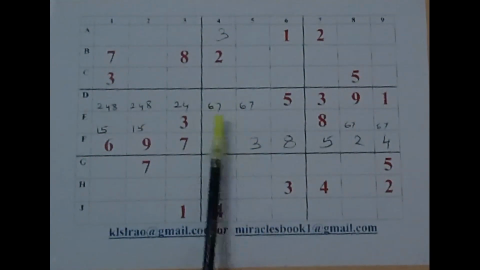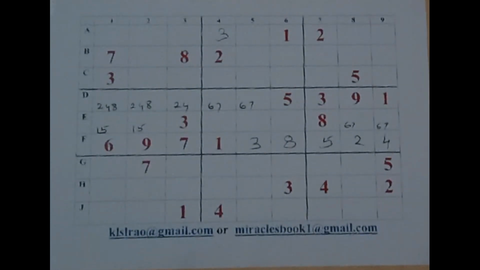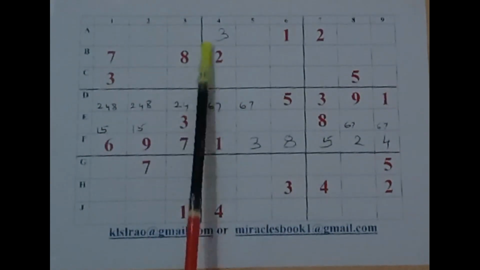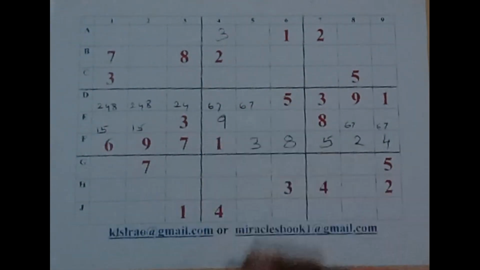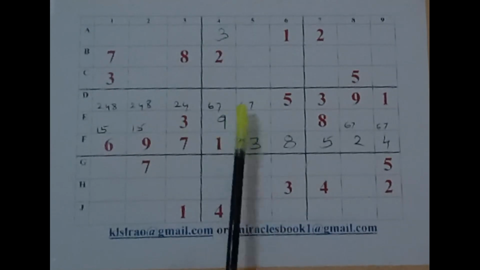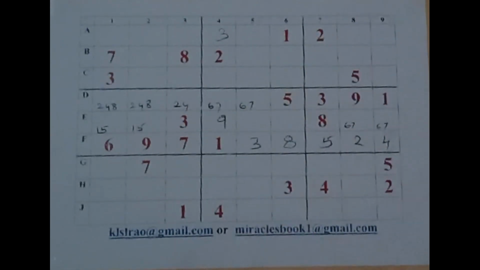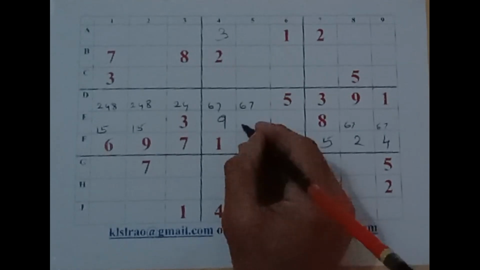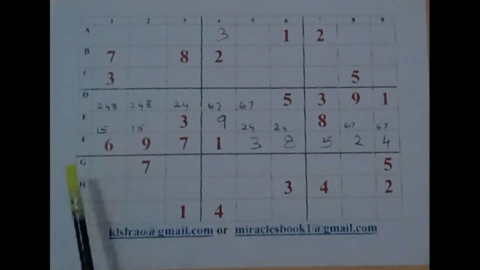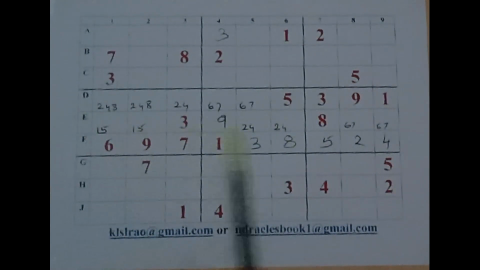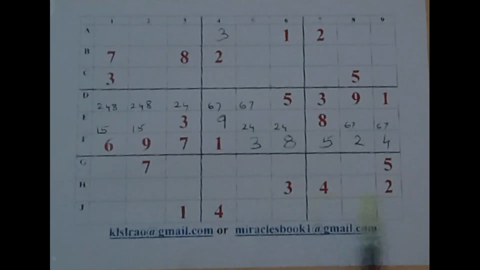Okay, now what about these three cells? We need 2, 4 and 9. We have 2 and 4 in the same column, therefore 9 is the number which takes this place, and 2 and 4 become a pair here and take these two cells. Okay, 2, 4 and 2 and 4. Now we have completely filled this middle horizontal strip. Okay, leave it now. Come here.